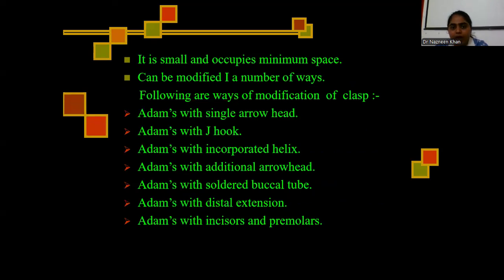It is small and occupies minimum space. It can be modified in a number of ways. Following are the ways of modification of Adams clasp: Adams clasp with single arrowhead, Adams clasp with J hook, Adams clasp with incorporated helix, Adams with additional arrowhead, Adams with shoulder buccal tube, Adams with distal extension, Adams with incisor and premolar.